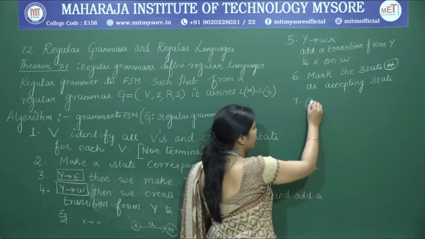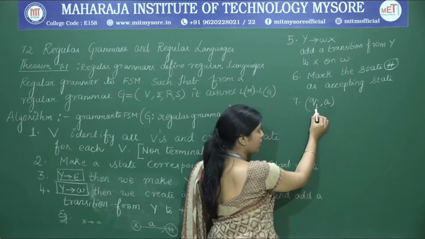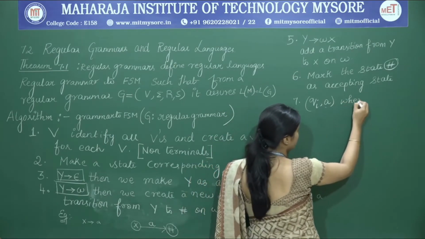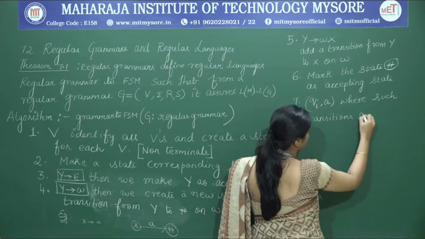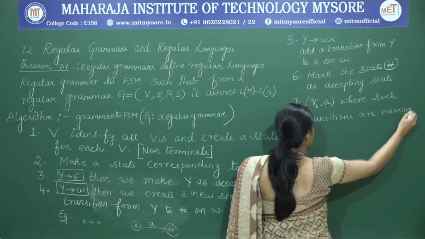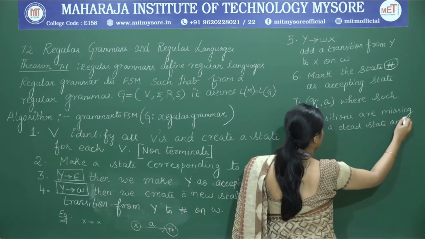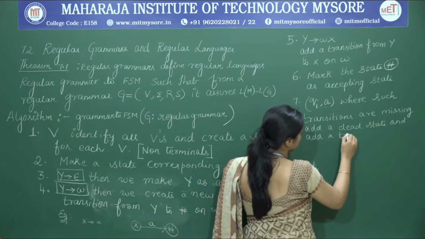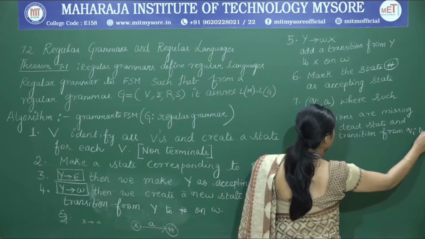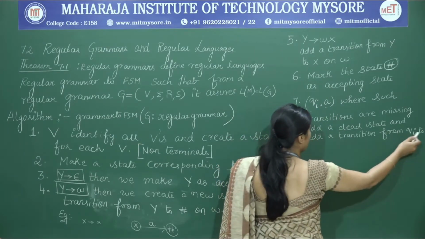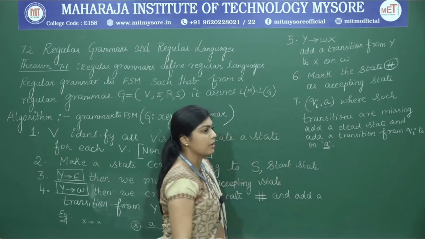So for every qi on some a, where a is the input symbol and qi is a state, where such transitions are missing, add a dead state, and add the transition from qi to D. That dead state we are calling D. So from qi to D on a, where a here is the input symbol. So these are the steps that we are going to follow.